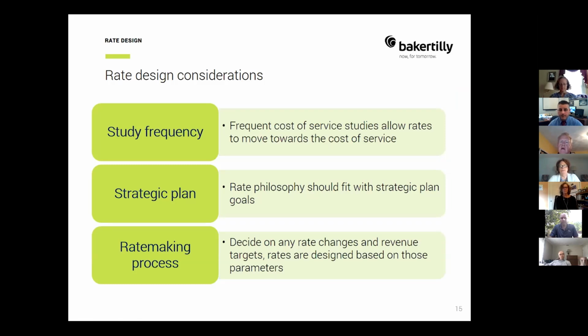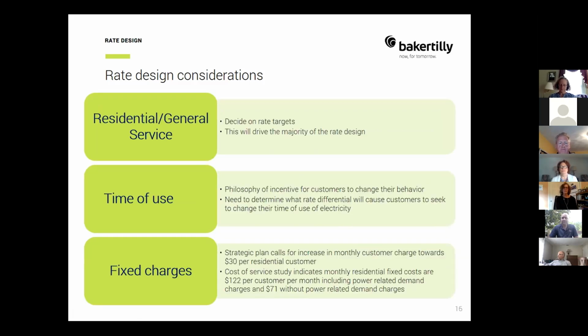So again, having a frequent cost of service study allows your rates to move towards the cost of service, and the rates philosophy that you have, and you have spelled that pretty well out in your strategic plan, well, that rate philosophy should fit with the strategic plan goals. And again, that rate-making process that you're going through now, I think will help you really achieve that strategy that you're seeking in your long-range plan.